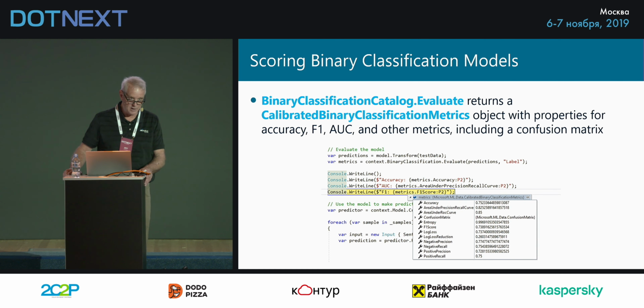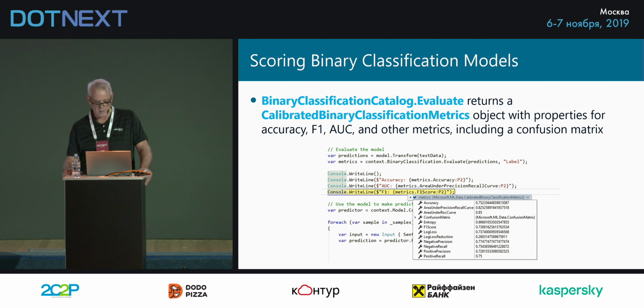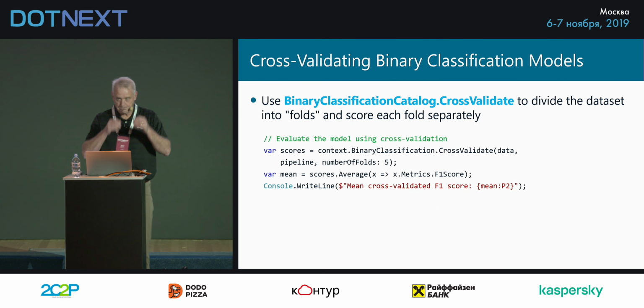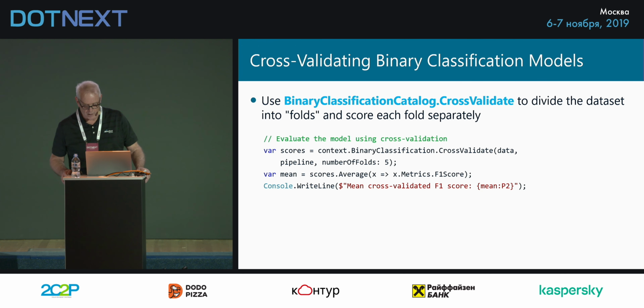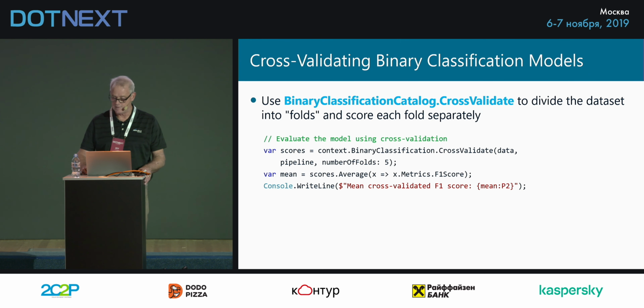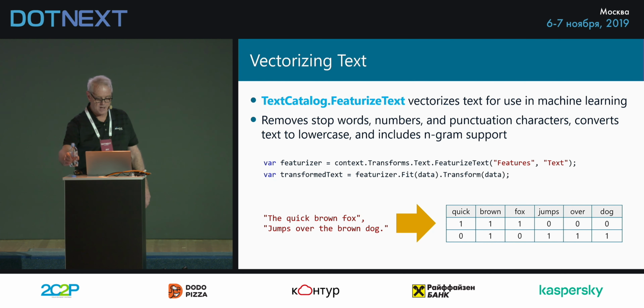You call evaluate on the model just like you did for the regression model, and then you get back an object containing properties whose names reflect all of the different metrics that data scientists use to evaluate the accuracy of those models. And guess what? Just as you can call cross-validate to do a k-fold cross-validation on a regression model, you can call cross-validate on a binary classification model as well. Once more, you get back an object with properties that reflect all the different metrics that data scientists use to evaluate these things.